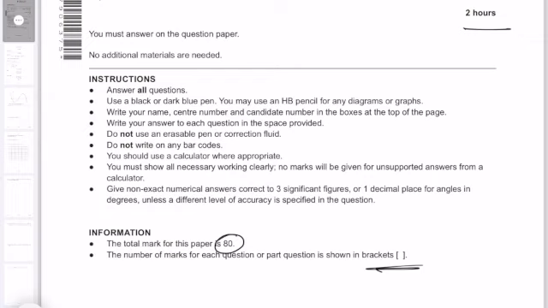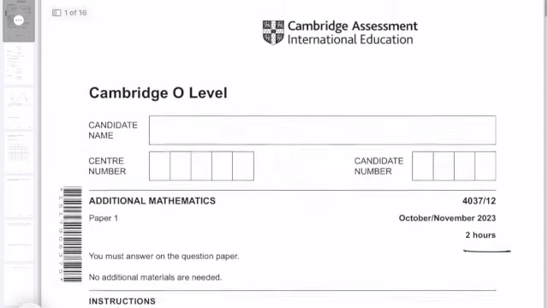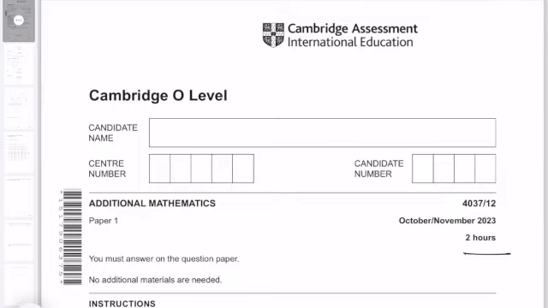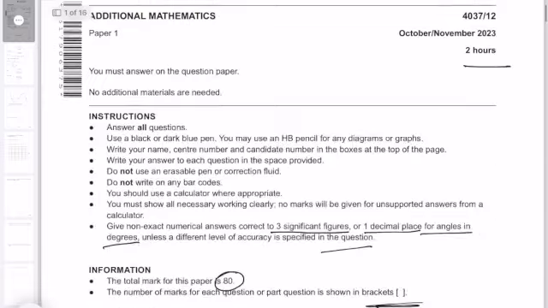And three significant figures, you must write the answers, and 1 decimal place for angles, if it is in degrees, unless a different level of accuracy is specified in the question. So follow those instructions always. And note down candidate name, centre number, candidate number according to your statement of entry.